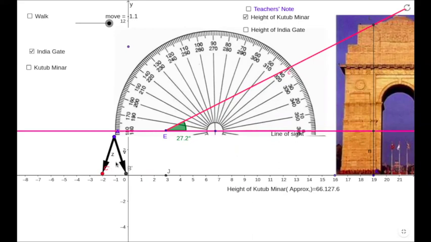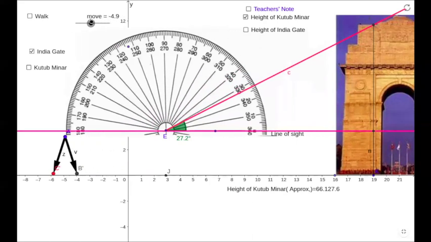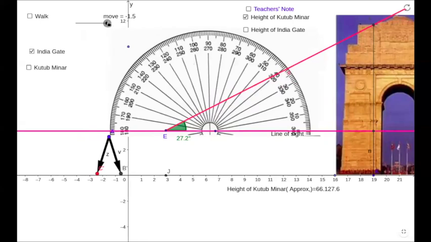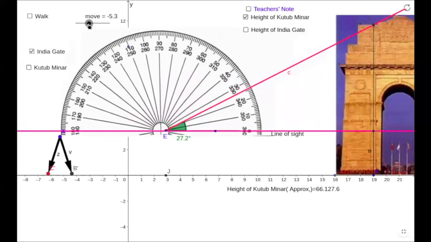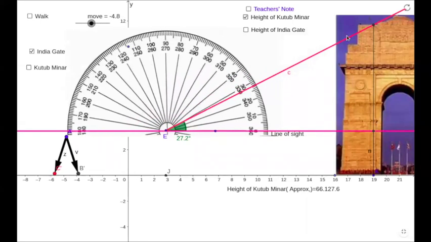Yes, sir. Okay. The point I am asking is, I moved. I kept my observation at this point. I am observing this point from here. Now I am moving to another point. Here, when I am here and looking at this point, the angle is 27.2 degree. Angle of elevation.